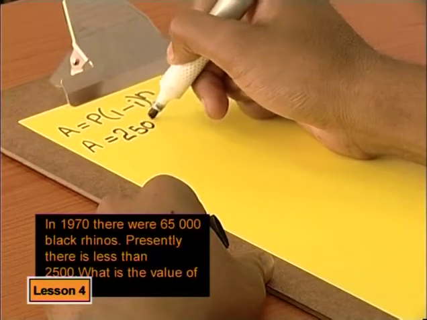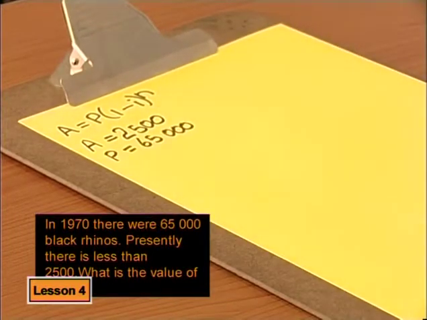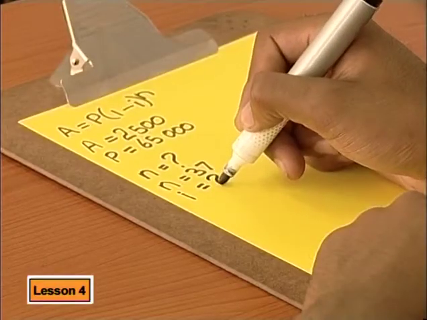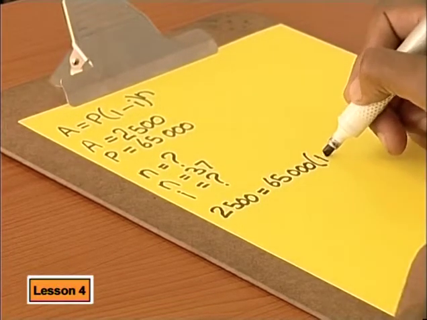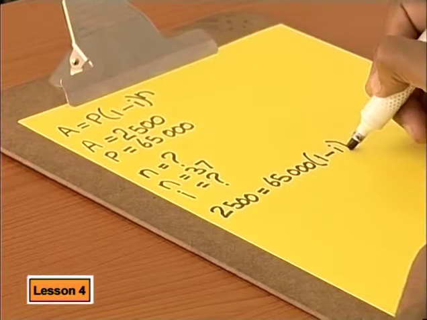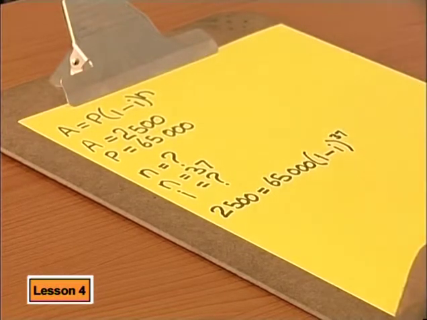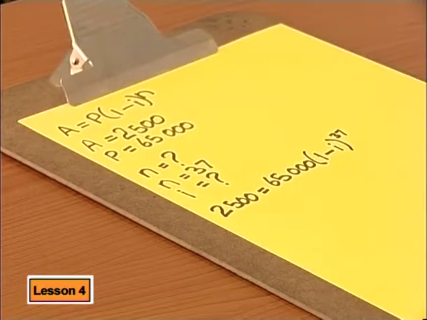Okay, so we need to use the compound decay formula again. The final amount A is 2,500, and the original amount P is 65,000. I'm not sure what N will be though. We'll take N to be the number of years from the year 1970 to 2007. That's 37 years. Okay, and we're looking for the I value. So the equation will be 2,500 equals 65,000 times (1 minus I) to the power of 37. I always get stuck at this point.